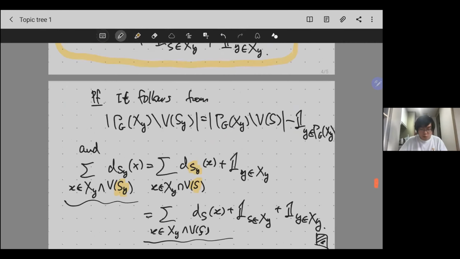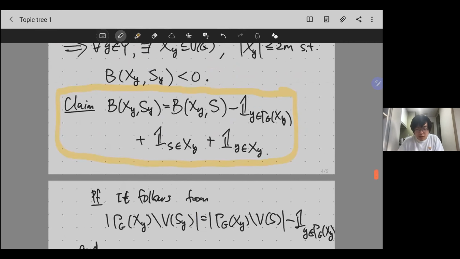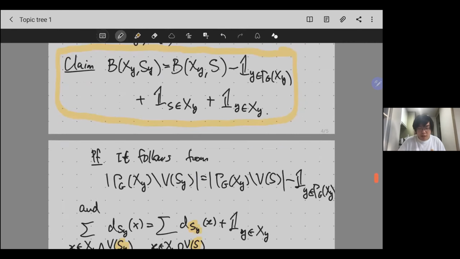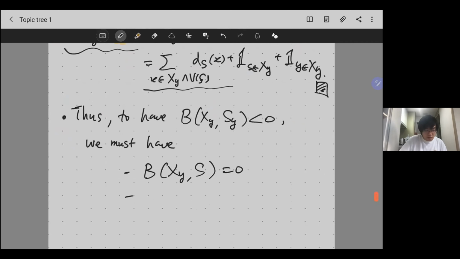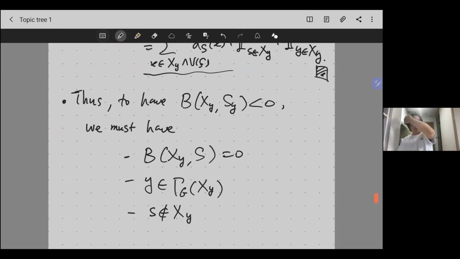And we just need 2 of these conditions. We don't need all 3 indicators to be 1. I'll write down the 2 we need. Y has to be in the neighborhood of capital X, right? And S cannot be in capital X sub Y. Okay, we will use these 3.